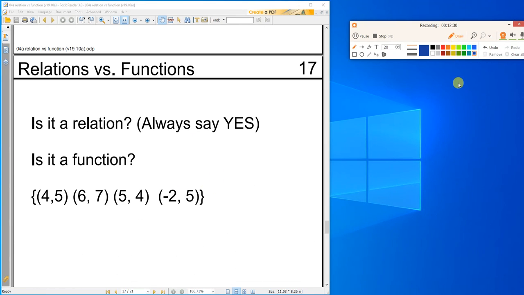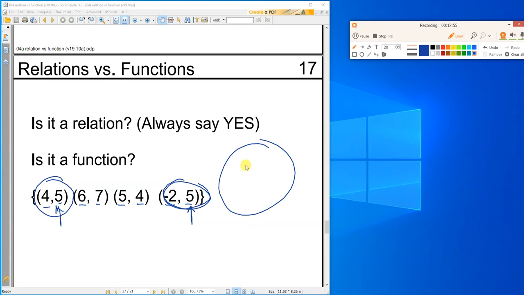Is this a function? Well, let's look at it. 4 takes the 5. That's cool. 6 takes the 7. What I'm doing is I'm looking for 6 again. 5 takes the 4. That's cool. Negative 2 takes the 5. That's cool. Nobody's taking 2. Now, I do get right here, see these two guys? What are they doing? 4 is taking 5. Negative 2 is taking 5. Oh, they're sharing the M&Ms. That's happy. They're good. We're friends. Okay.